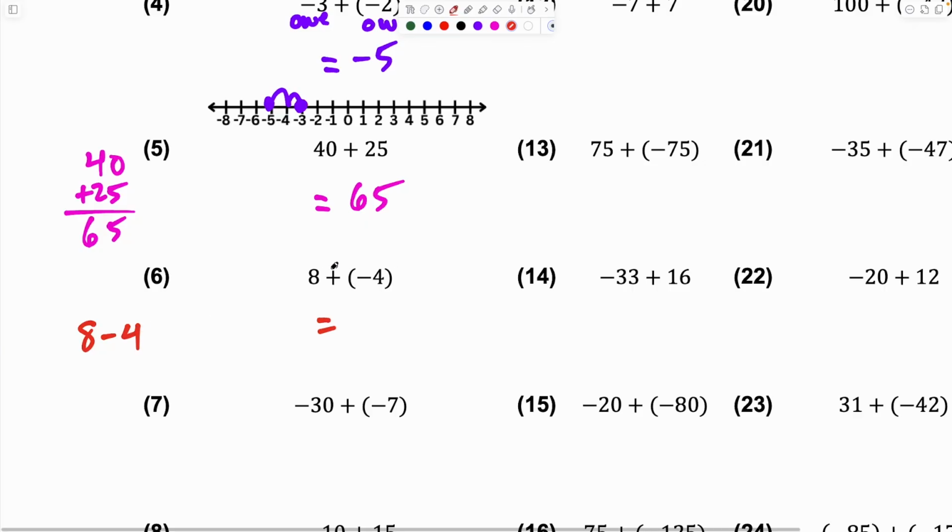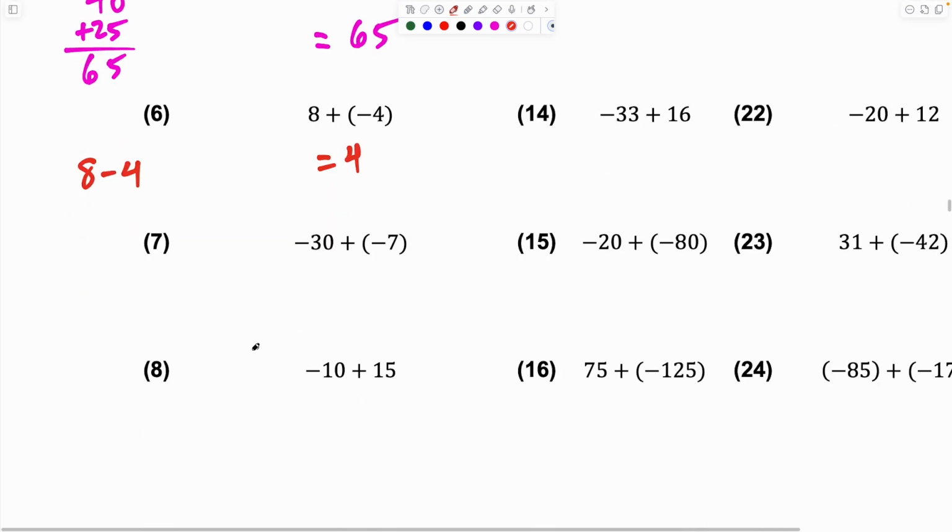So we could say that 8 plus negative 4 is equal to positive 4. If you wanted to use the number line here, you could start at 8 and go backwards 4 units to get to positive 4. But once again, you could just think of this as 8 minus 4 and get the same result. So now question 7, we move on here.